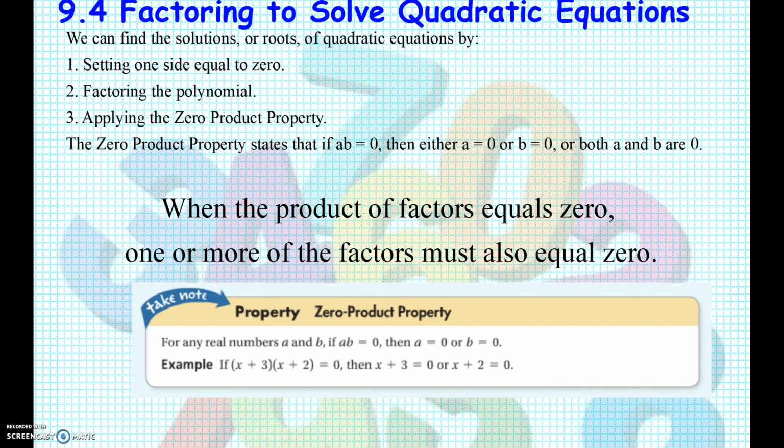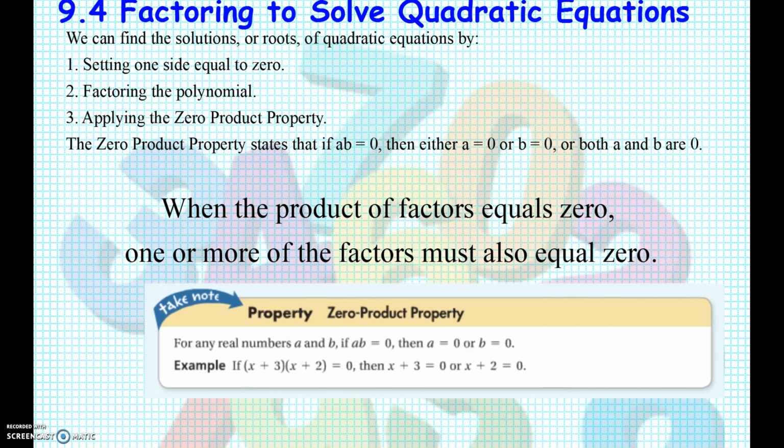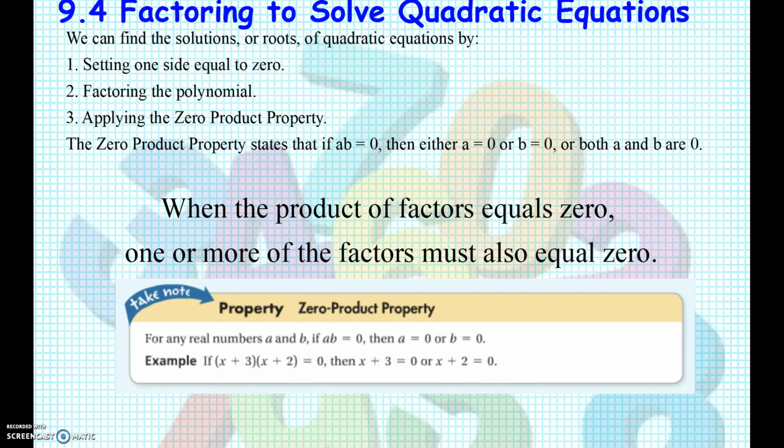So if you already have the problem factored out, let me get my marker. If you already have the problem factored out like it is here, then all you have to do is take each factor, so each parentheses, and put it equal to 0, and then solve it. That'll tell you what would make that factor 0. So if I solve this, I get x equals -3 and x equals -2.